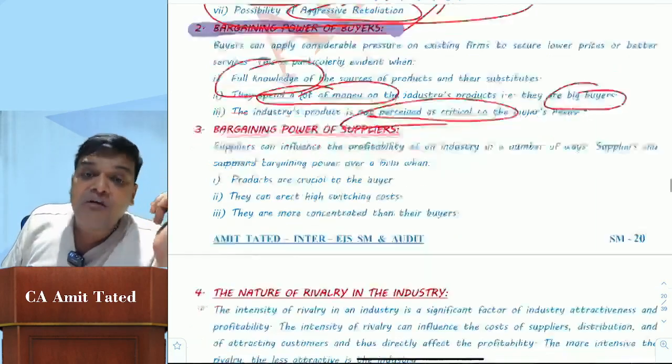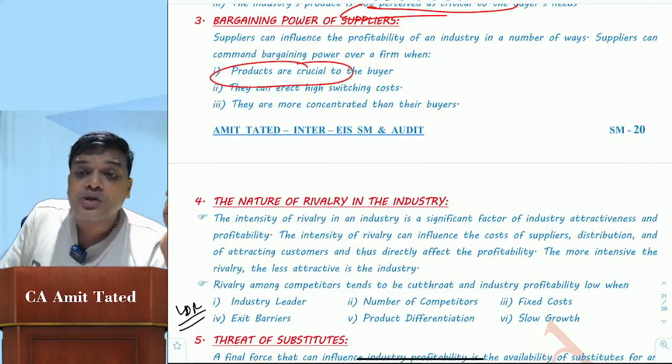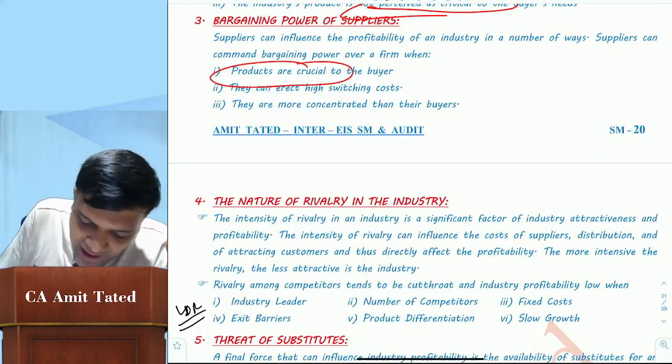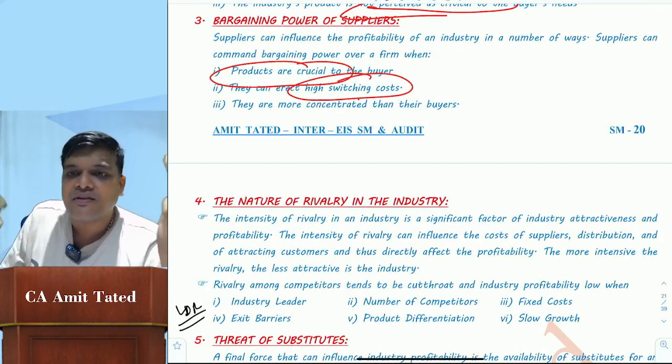Same logic. What is the bargaining power of supplier? Same logic. Product is crucial to the buyer. That is, if the product is crucial for me, then the supplier will bargain with me. There is a high switching cost, meaning going from one supplier to another supplier is very difficult for me. So the supplier can bargain with me.